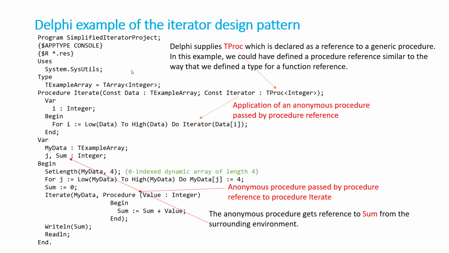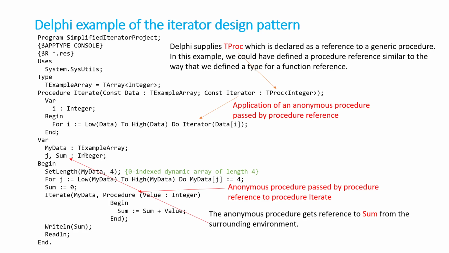The program defines a dynamic array type TExampleArray using the keyword TArray and these two chevrons and the keyword Integer. The element type of the array is integer, and we need a variable which is a reference type. It will hold the address of the block of memory that constitutes the array.